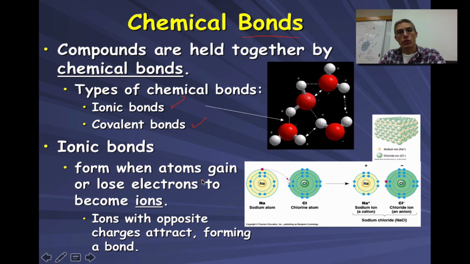Now, ionic bonds are going to form when atoms actually gain or lose electrons. And when they do that, they become a little bit different, and instead of calling them an atom or an element, we start to refer to them as ions.